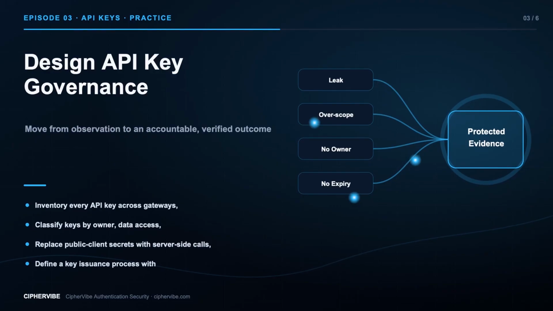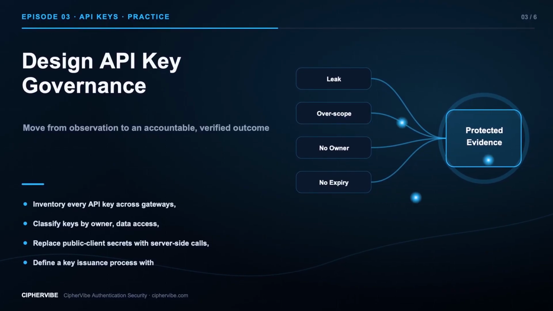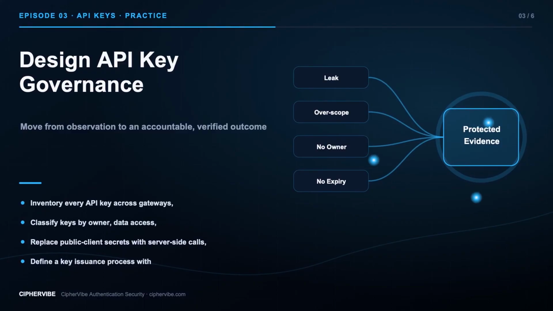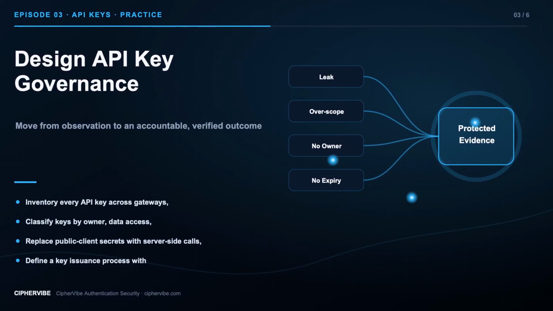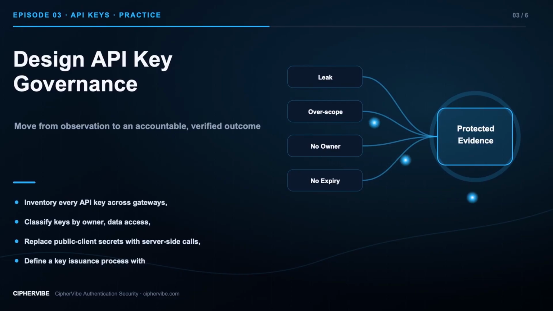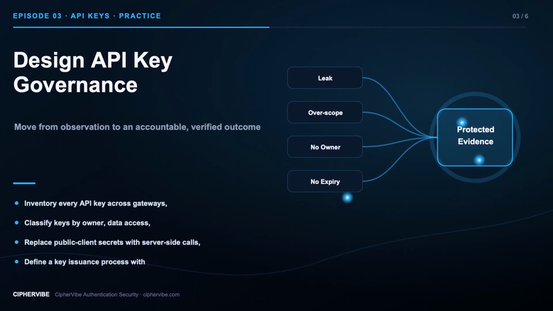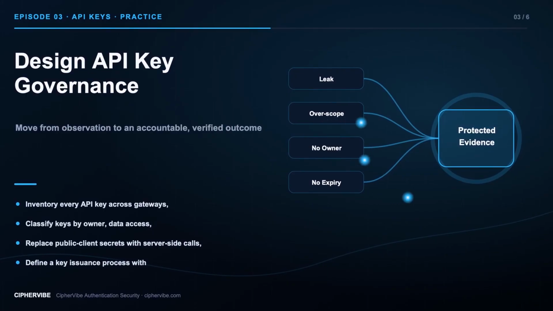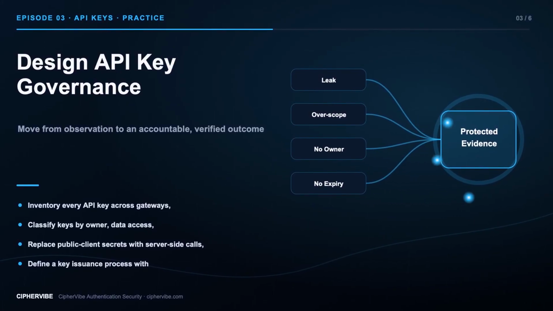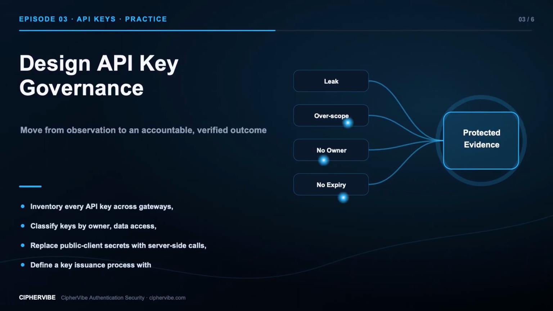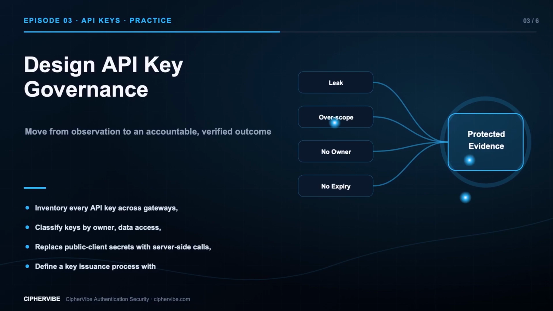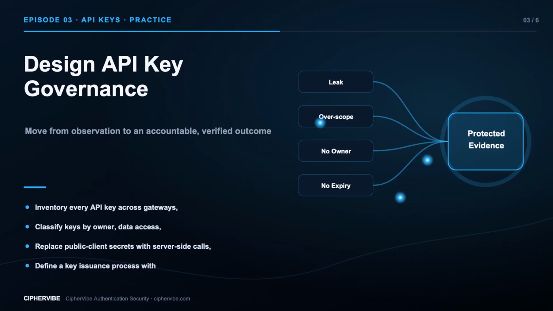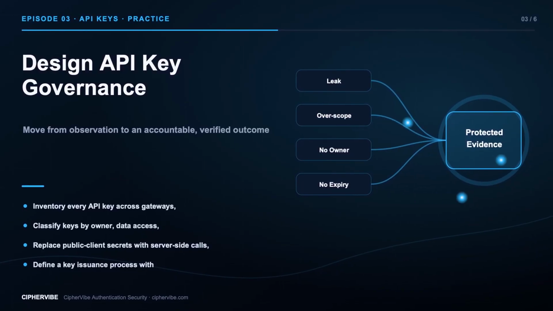Third, replace public client secrets with server-side calls, token exchange, domain restrictions, or provider-supported client controls when available. Fourth, define a key issuance process with approved purpose, least privilege, expiration, storage standard, rotation schedule, and revocation owner. Fifth, add usage monitoring for unusual source, endpoint burst, error spike, geography change, dormant key activity, and high-cost operation. Sixth, practice rotation and emergency revocation before an incident so teams know how to replace keys without breaking production.